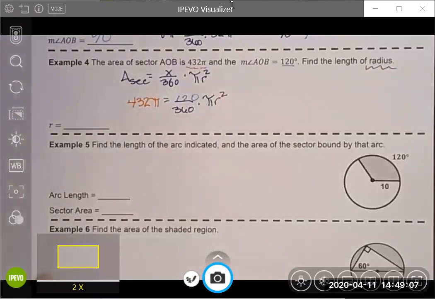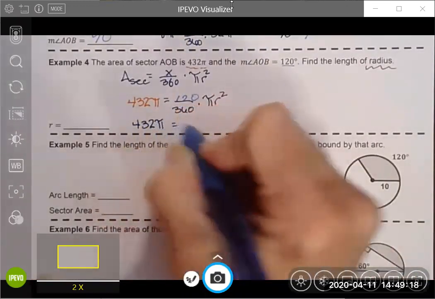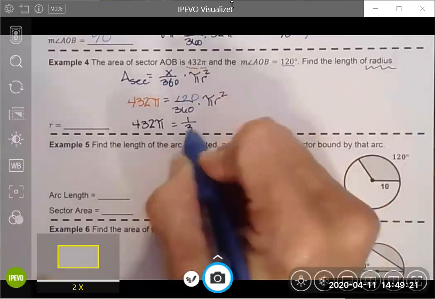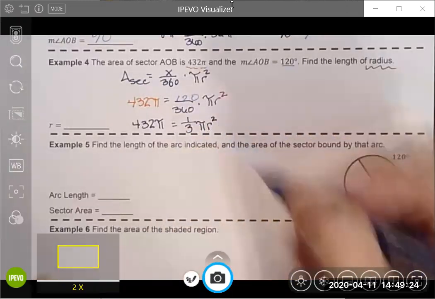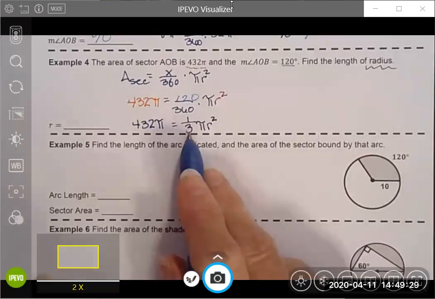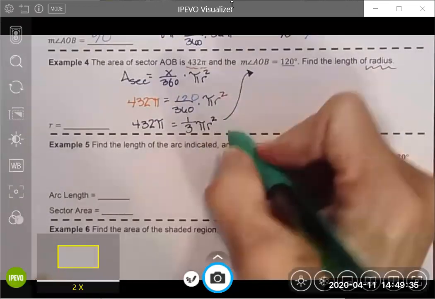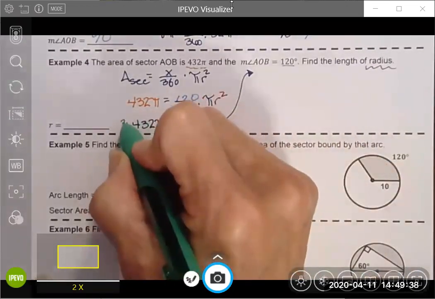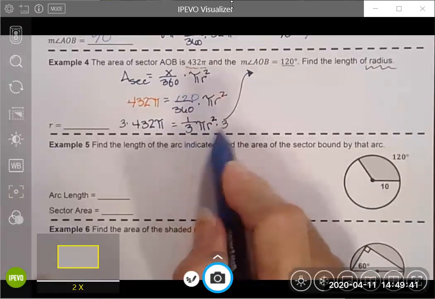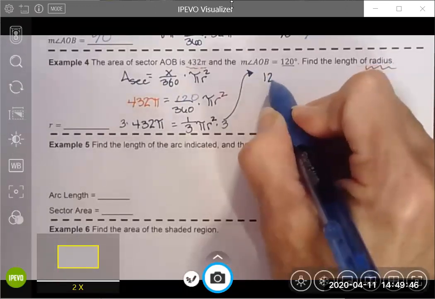Simplifying and solving for r becomes an algebra problem at this point. First thing I'm going to do is simplify 120 divided by 360. I'm going to leave the left-hand side of my equation alone. This comes out to 1/3 pi radius squared. From here, I am going to get rid of this 1/3 using the same strategy we did before, and I'm going to multiply both sides of the equation by the number 3, because 1/3 of 3 simplifies to just 1. And over here, I end up with a really big number.